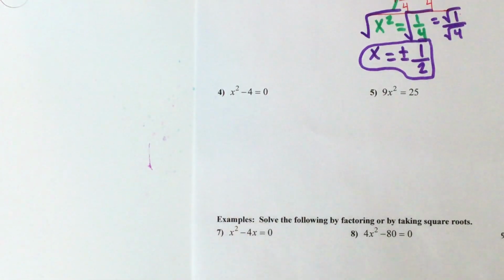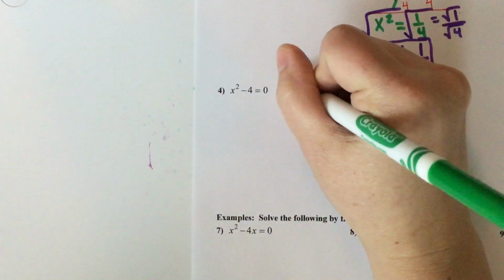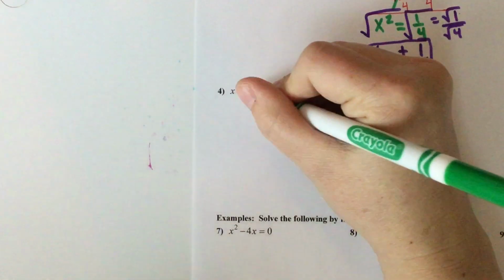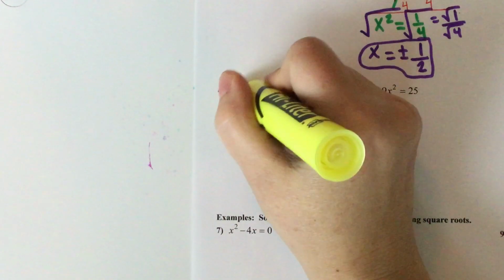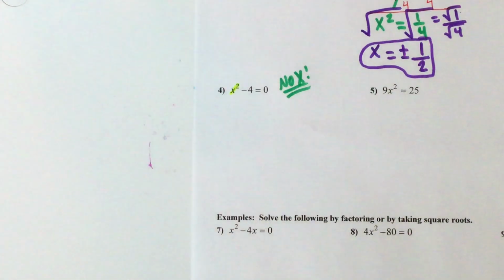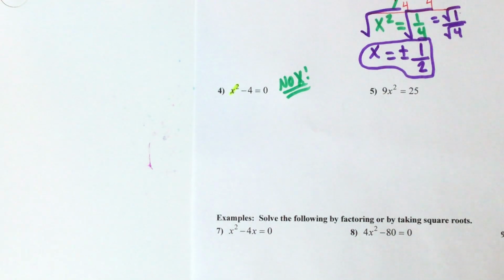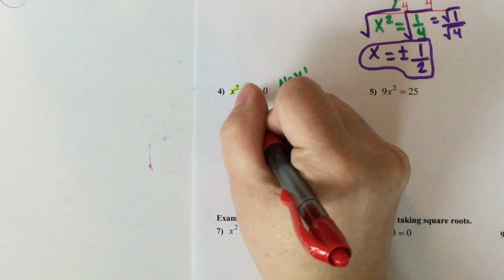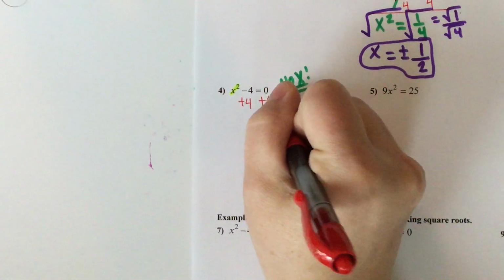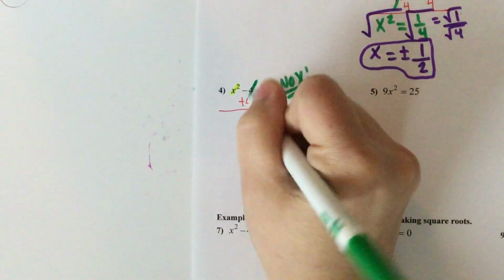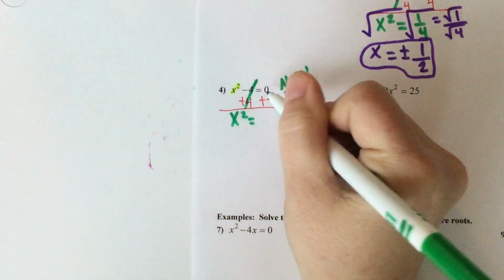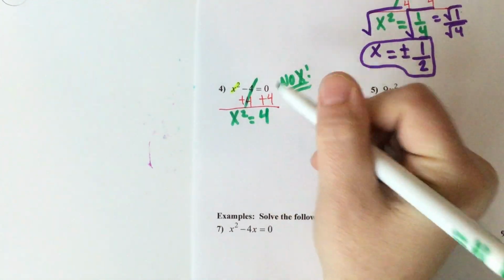All right, so once again, there's no x. There's an x squared, there's a constant, but no x. So we're going to do our square root method. So my goal is simply to get x squared by itself. So what do you think I'll do first? Add 4. To get rid of subtraction of 4, I'm going to do the opposite and add. So when I do that, x squared comes down, and then 0 plus 4 is 4.